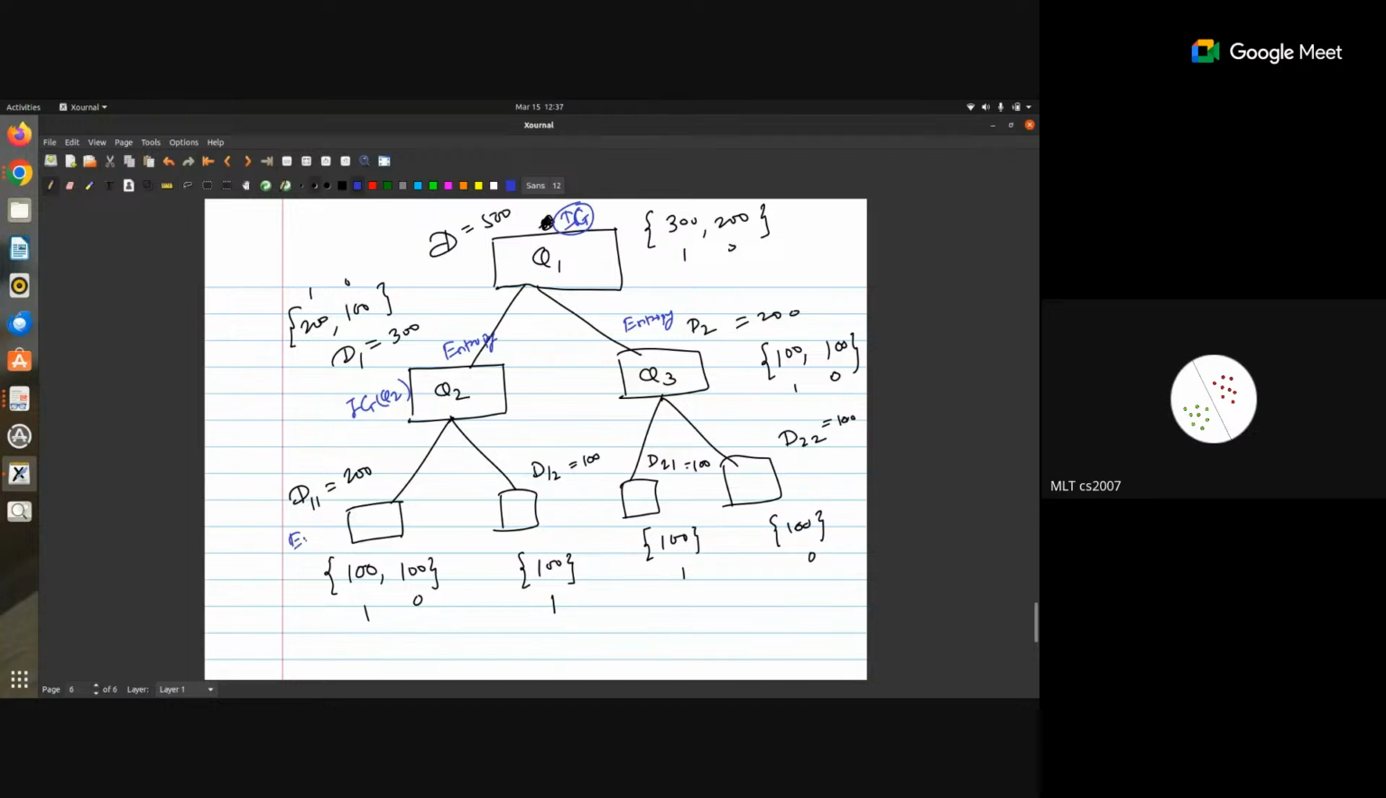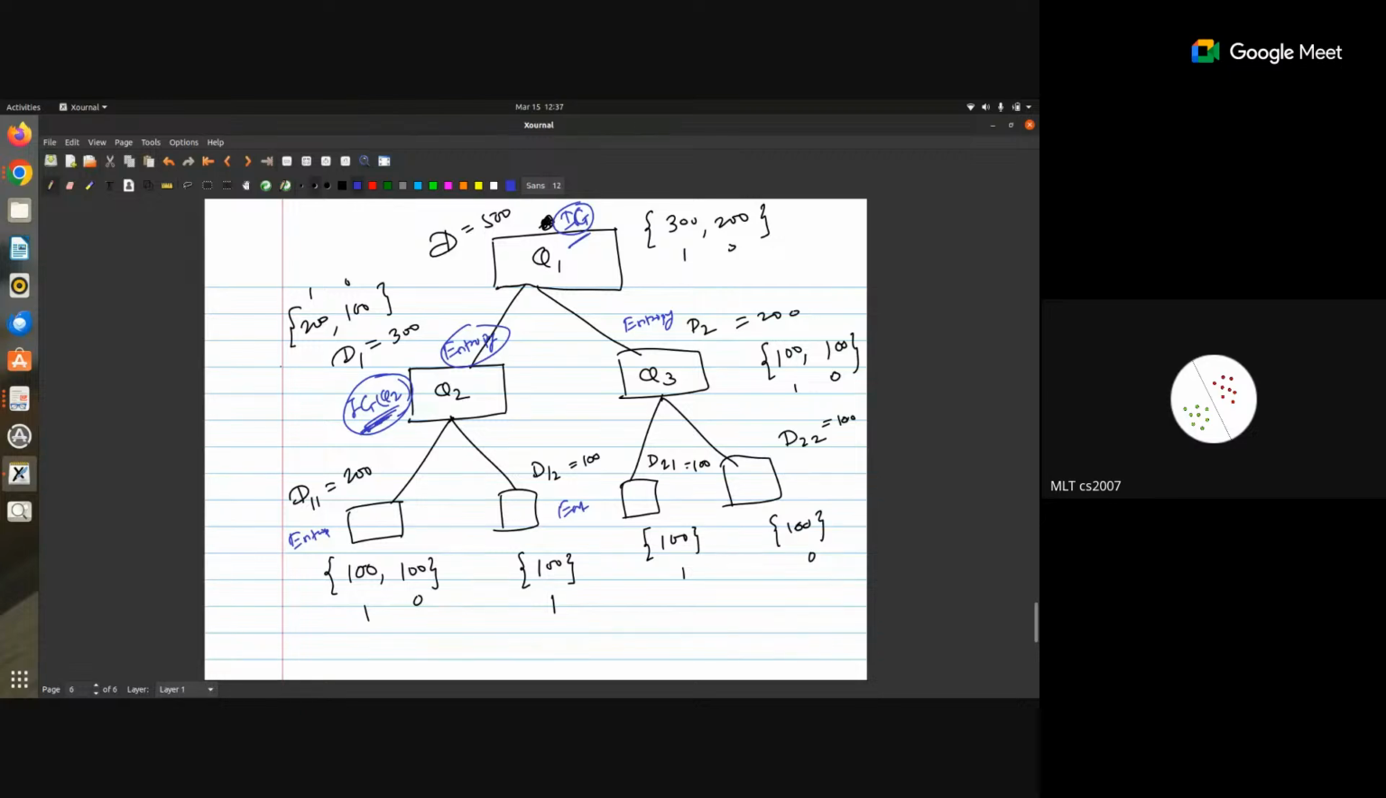Then you just find out the entropy at this point, and the entropy at this point, and then you can find out the information gain, because you already have this entropy. You can find out the information gain at this Q2. The total information gain will be what then? This plus the summation of all of these. So this information gain plus this information gain, right? Is that fine? Okay, how to find out the information gain at this point?